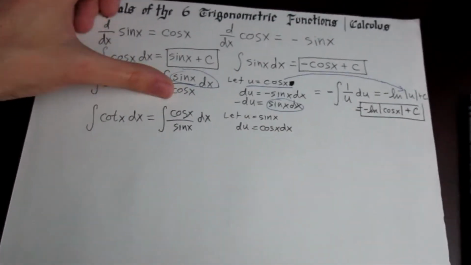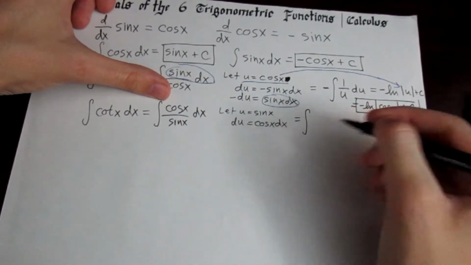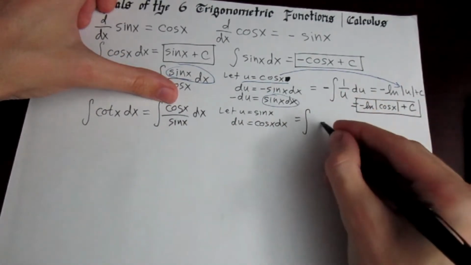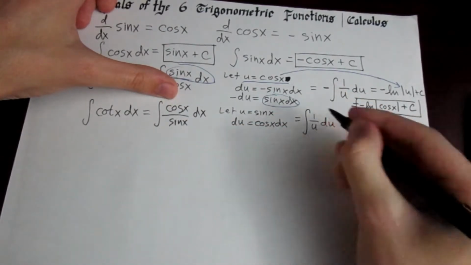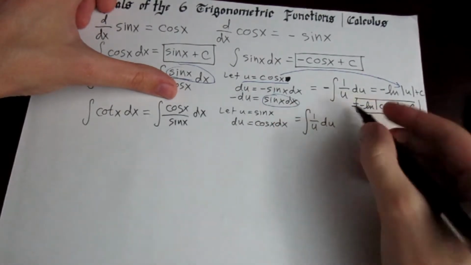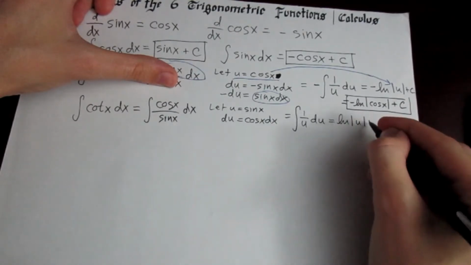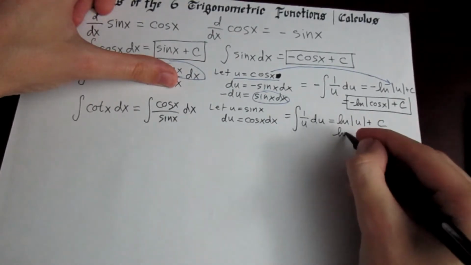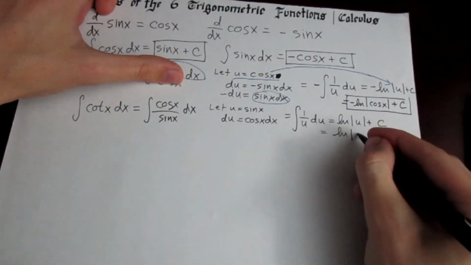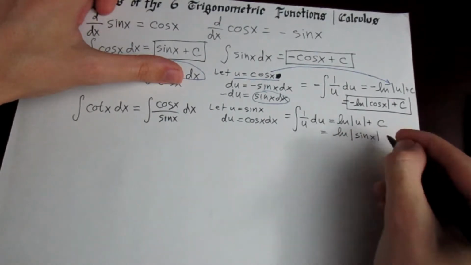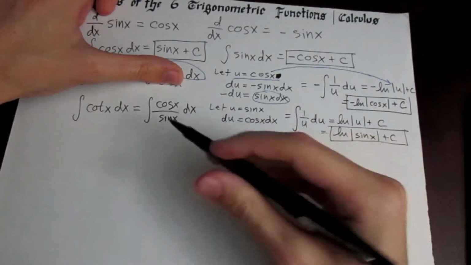So this is going to equal the integral, cosine x dx becomes a du. 1 over sine of x becomes 1 over u. You don't have to worry about any of the negatives. Okay, that's going to equal the natural log of u plus c. That's going to equal the natural log of the absolute value of sine of x, because u equals sine of x, plus c. And that is the integral of cotangent.